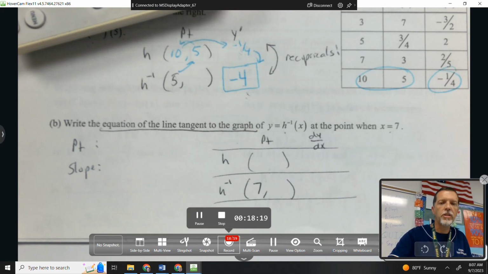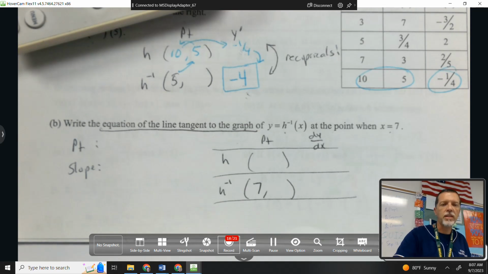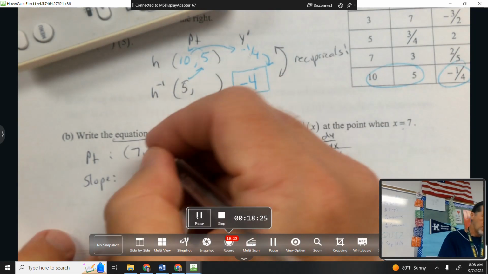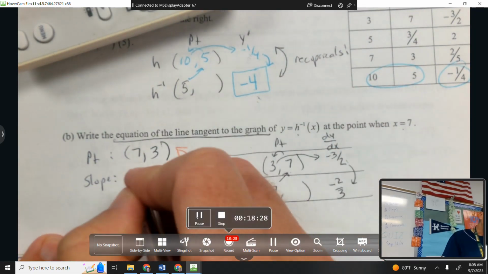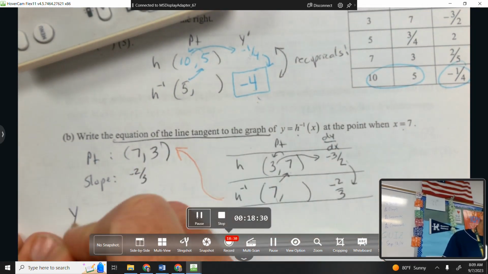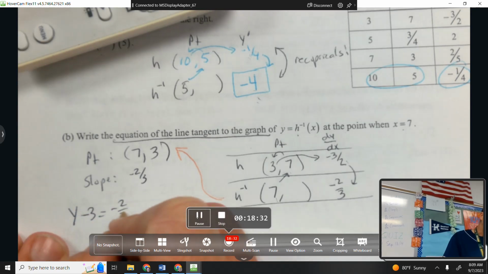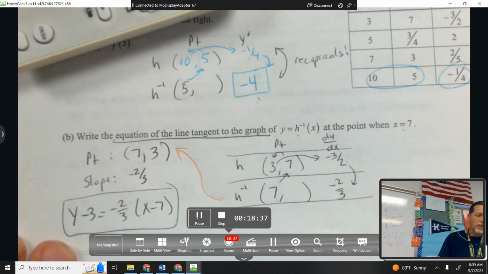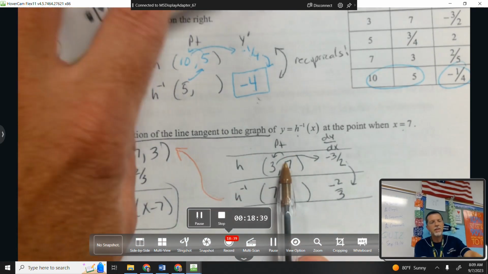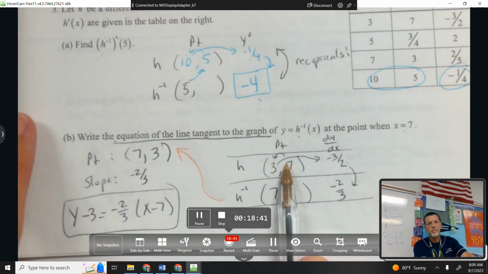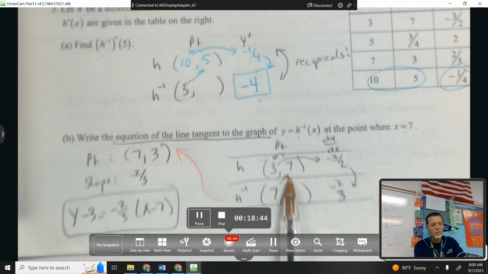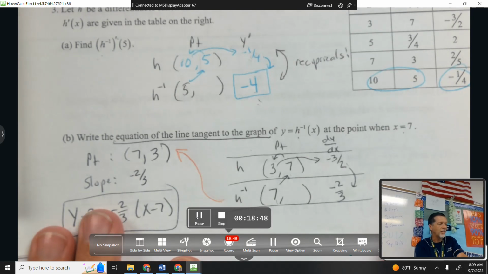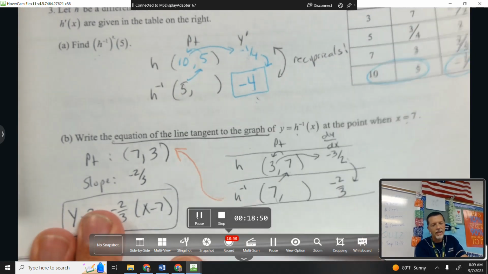Right? See if you can finish out that problem. Really similar to the last with that extra step of writing the tangent line. 3, because they're switched. And the slope is negative 2/3. And so y minus 3 equals negative 2/3 times x minus 7. But that last part's the easy part. The table part is the tricky part. But draw the table. Don't try to do this without the table because it's just a mess, I think.